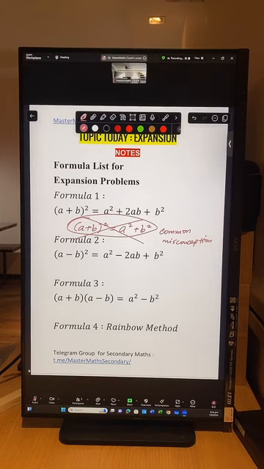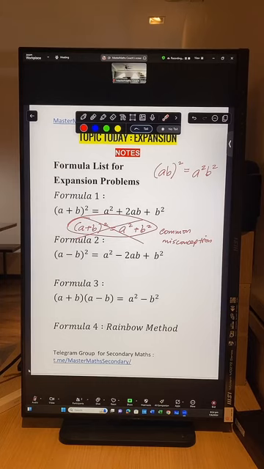Now, what about (AB) bracket square? This one is different. This one will be A square B square. You have two things inside here, actually it's one term made up of two things which are multiplied together. So you have A square, B square. But if there's (A plus B) square, it becomes A square plus 2AB plus B square.